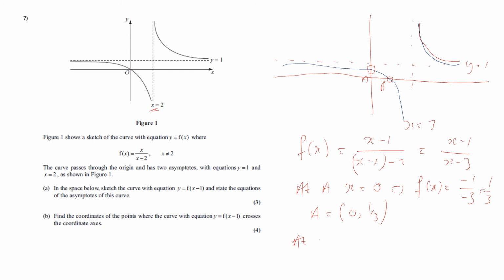And then at B, y equals 0, which implies that x minus 1 over x minus 3 equals 0, which implies that x has to equal 1, because the numerator has to be 0. So x minus 1 equals 0. So therefore B equals (1, 0). Any questions about that? Then just pause the video and look again.